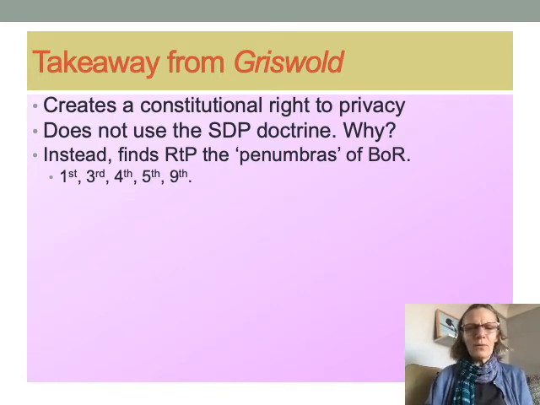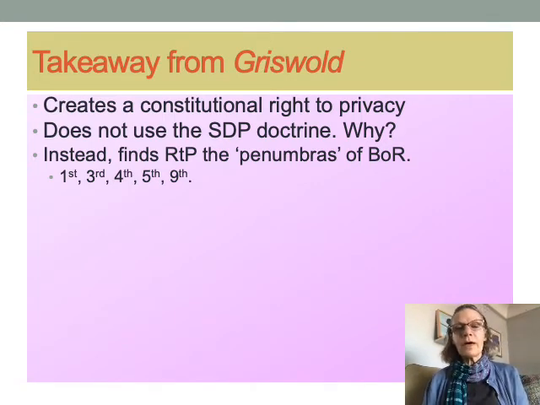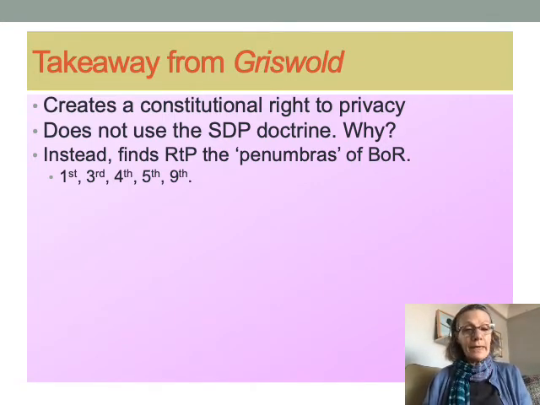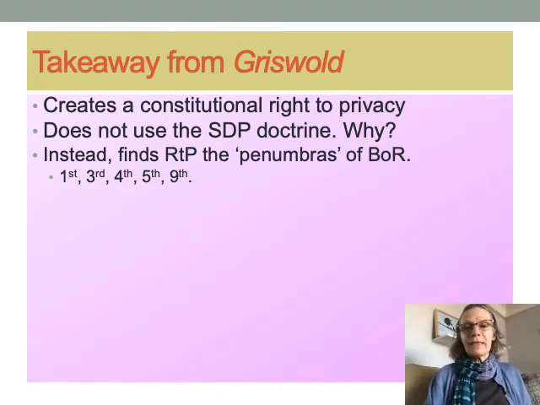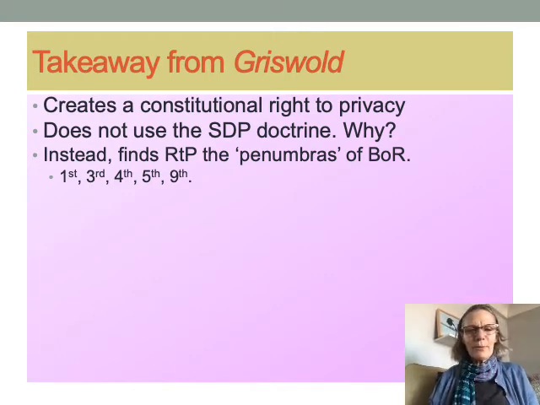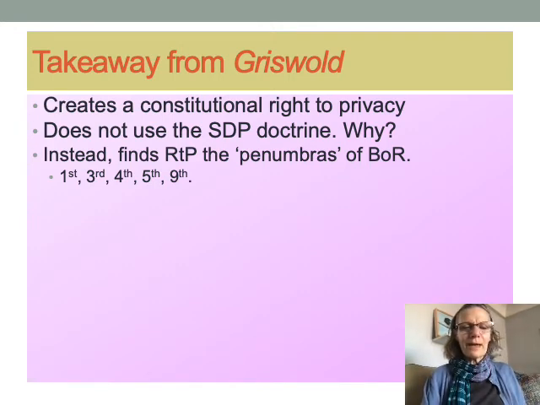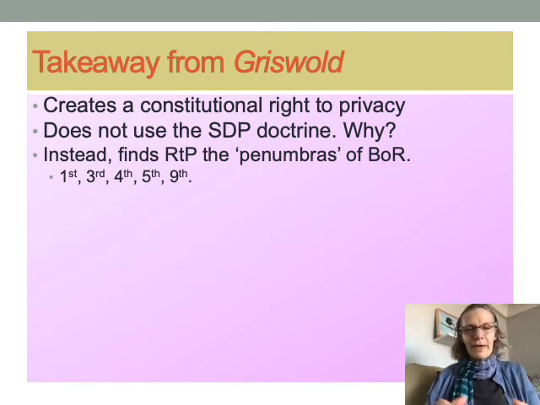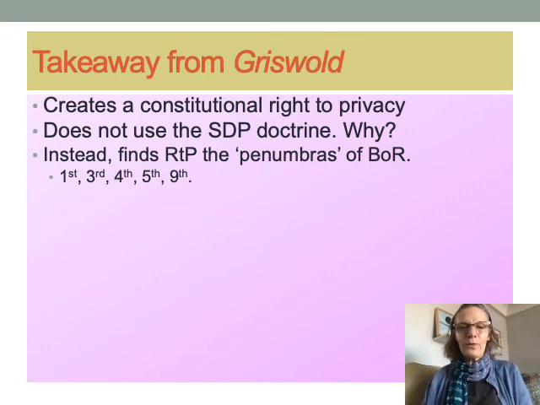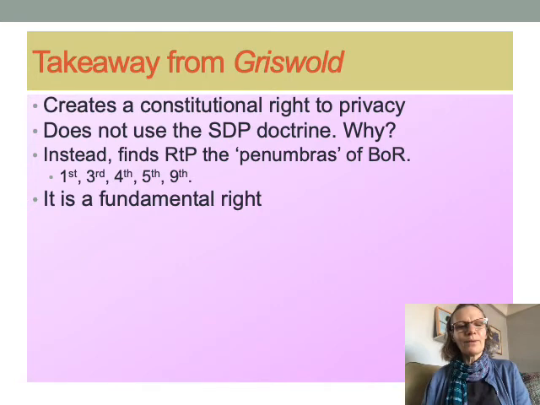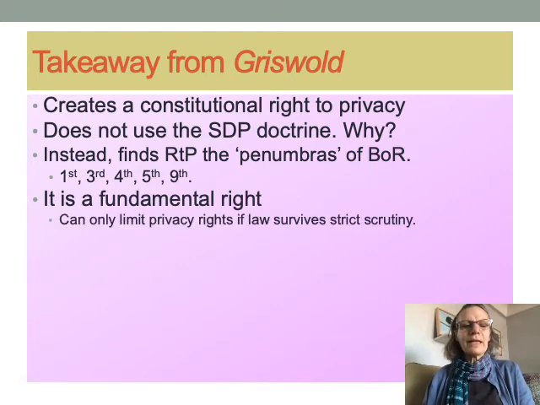You might be saying, well, why didn't he just use the substantive due process doctrine? The reason is because Douglas, in previous cases, stood opposed to the substantive due process doctrine. He was against it. So he's like, well, I want to find a right to privacy, but I can't use the substantive due process doctrine. So where am I going to find it? He created this clever way of getting around it by finding it in the penumbras of the Bill of Rights.